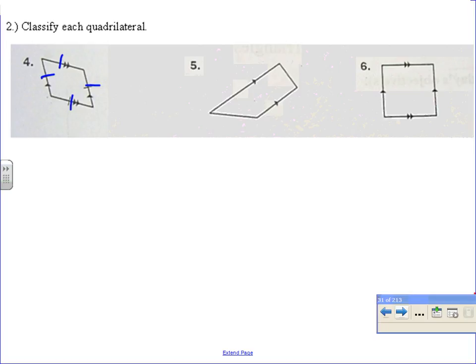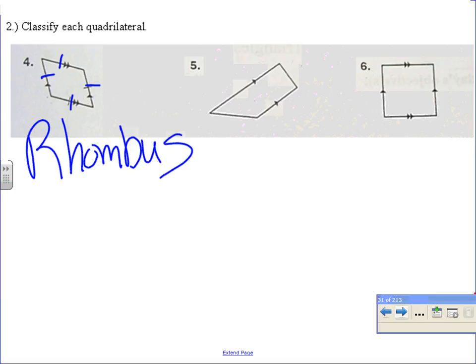Do you know? Good job. Rhombus. So as specific as we can get, remember from yesterday, a rhombus has all congruent sides. All the sides are the same. Opposite sides are going to be parallel because a rhombus is a type of parallelogram. Okay? What about number 5? There's exactly one set of parallel sides. David? Good job. Trapezoid. There's exactly one set of parallel sides. It's a trapezoid.